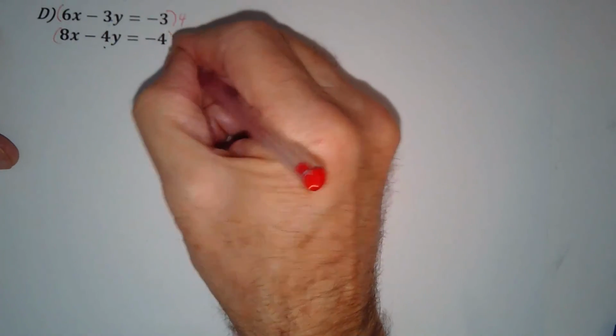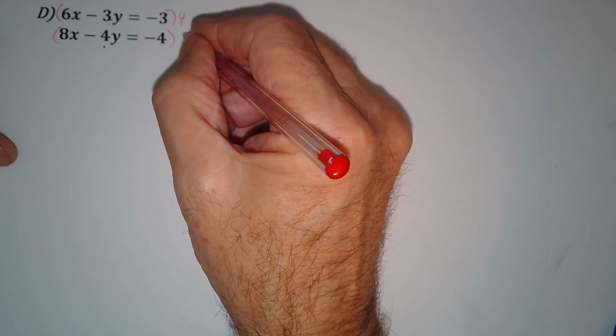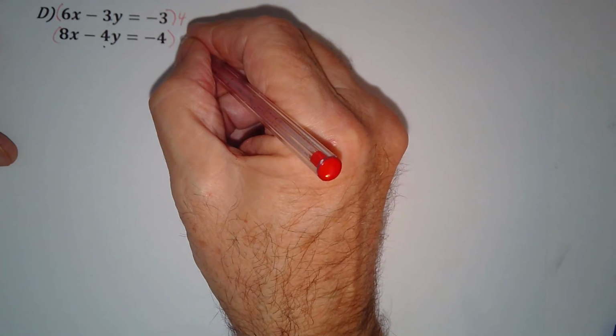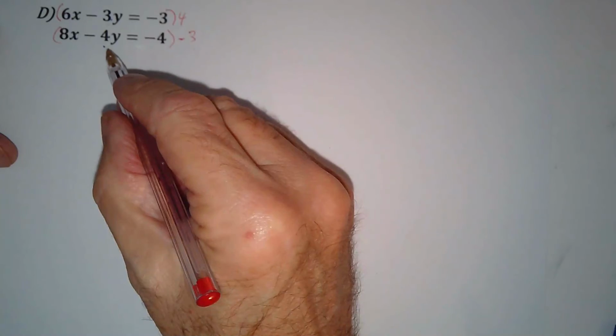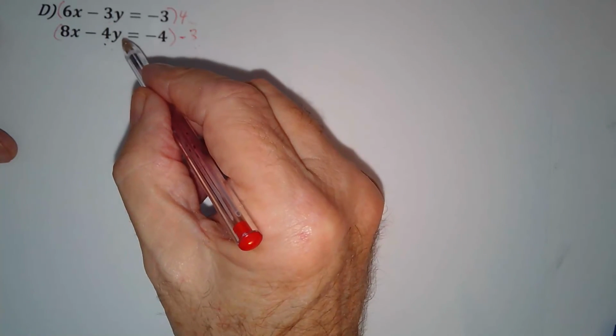So what I'm going to do is multiply the first equation here times 4, because 4 times negative 3 is negative 12, and the second equation by negative 3, because negative 3 times negative 4 is positive 12. So this would give me negative 12. 4 times negative 3 is negative 12. And negative 3 times negative 4 gives me positive 12, because negative times negative is positive.